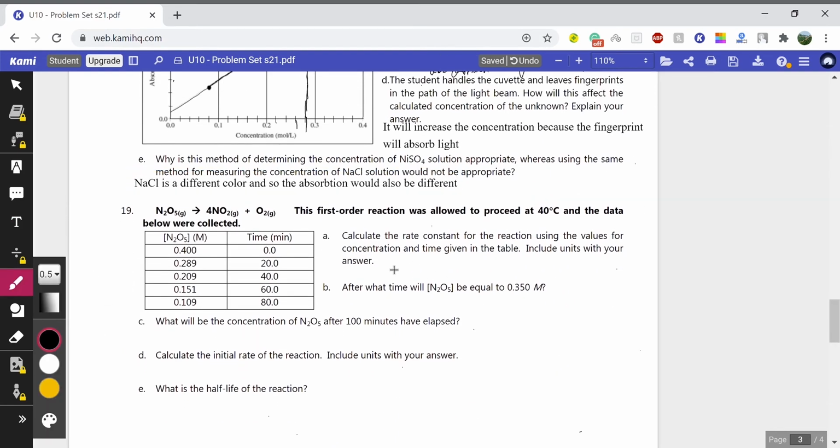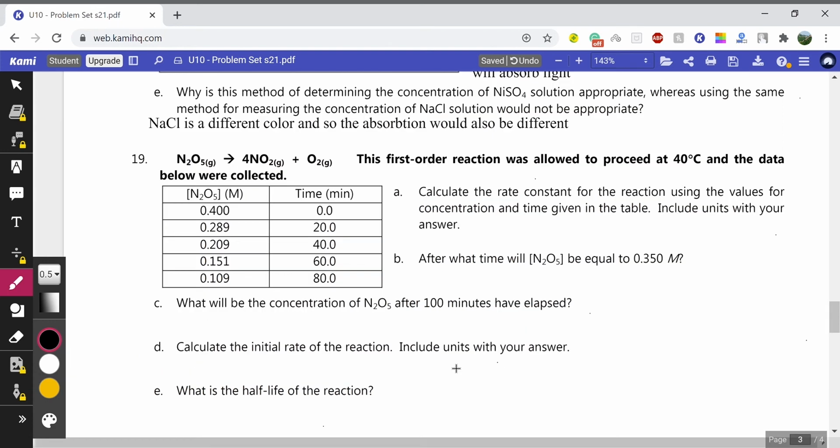Next, calculate the rate constant K. First, I calculate the initial rate of reaction. Rate is equal to negative change in concentration of A over change in time, which is negative 0.289 minus 0.4 over 20 minutes. That gives me 0.00555. That's the initial rate.